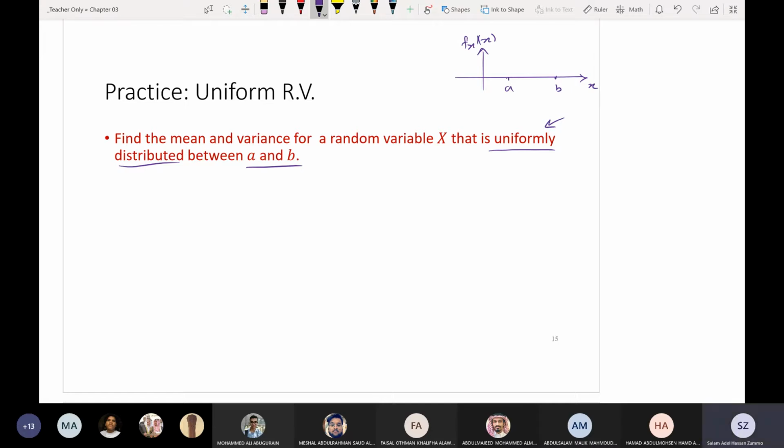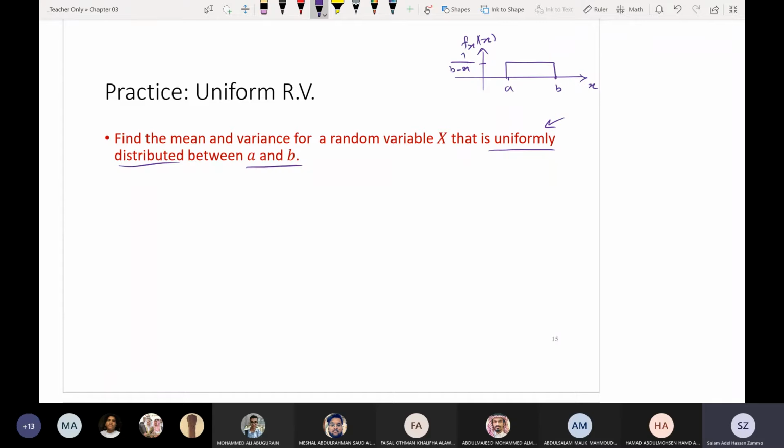Rectangle. Rectangle, exactly. Oh, sorry, you said rectangle. I heard triangle, sorry. Yeah, it's a rectangle. Thank you very much. Sorry for that. So yeah, it's a rectangle, exactly. And what is the amplitude here? The amplitude is 1 over b minus a, so that we ensure that the area under the curve is 1.